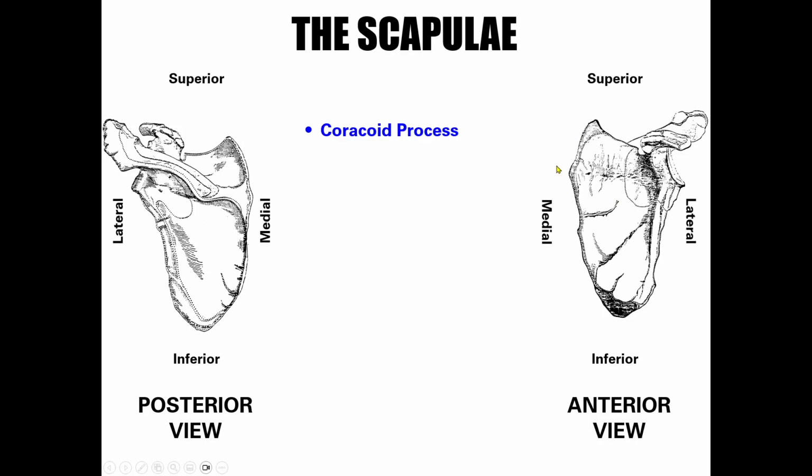Continuing with the scapula, we'll look at the views again. We have the coracoid process, which you can see on the posterior view, but it's the most prominent anterior process. Then we have the acromion process. If anybody had a separated shoulder, quote unquote, that is probably a separation between the clavicle and the scapula at this acromion process. And it's more posterior relative to the coracoid process.